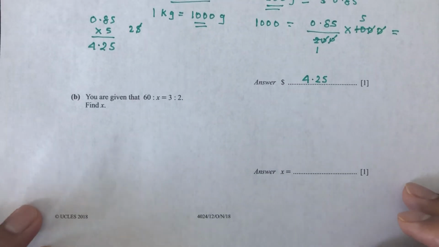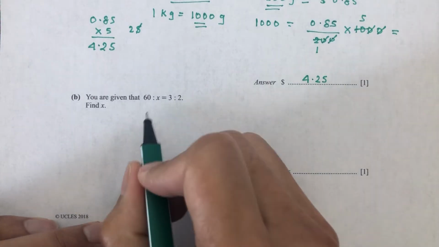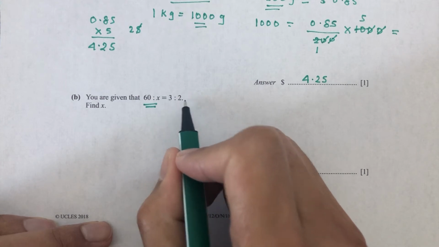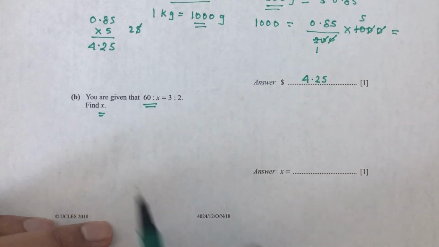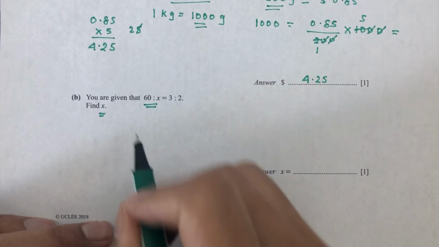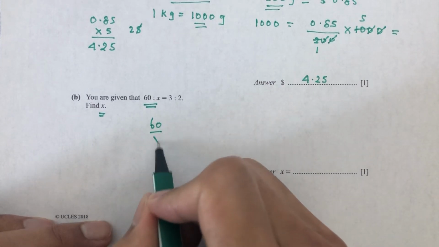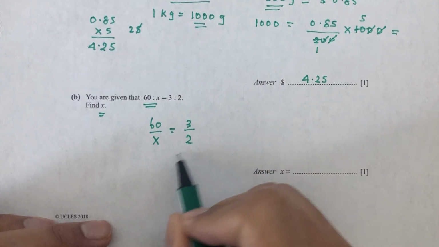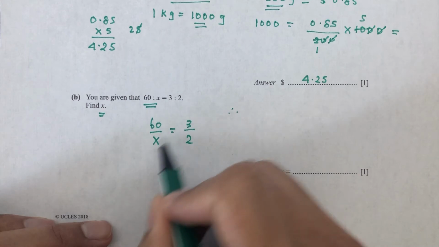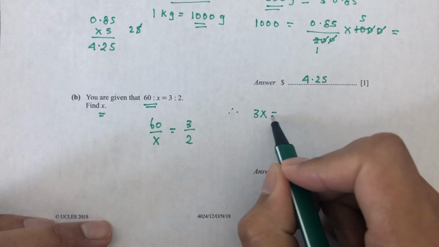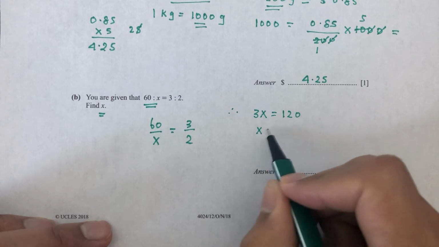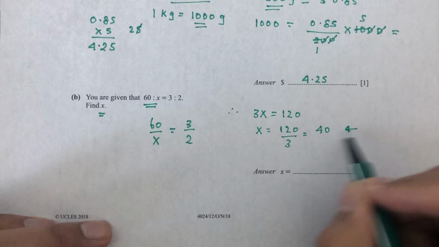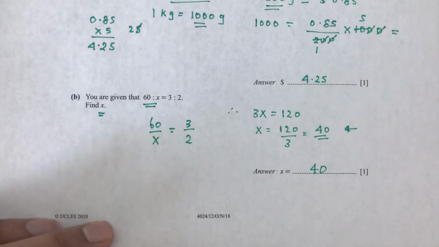Okay, so now moving on to part B. You are given that 60 to x is 3 to 2. Find the value of x. We can re-express this in terms of fractions: 60 over x is equal to 3 over 2. So we first cross multiply, and we will have 3x equal to 120. So x will be 120 divided by 3, which is 40. So the answer is x equals 40.